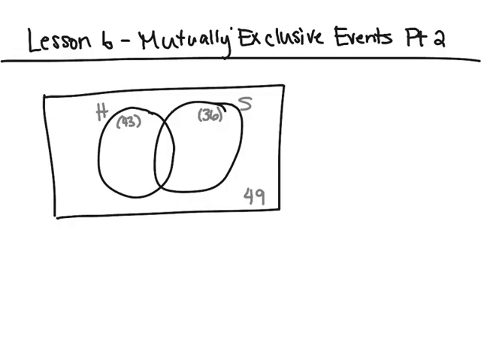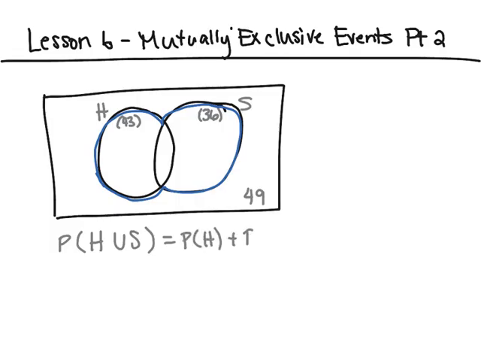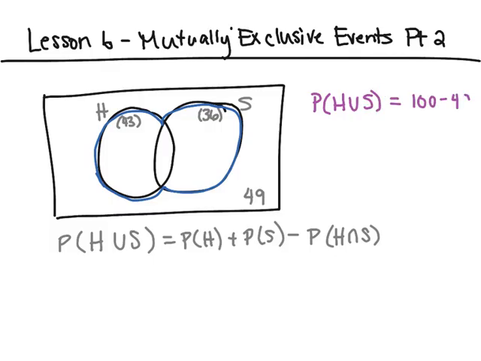So first we're going to do our formula. So we want n of h or s. And always remember that h or s is everything in both the circles. So that's equal to the probability of h plus the probability of s minus the probability of h and s. And we do know the total will make 100%, so we know the probability of h or s is equal to 100 minus 49. There's 49% that don't have either. So that is equal to 51%.